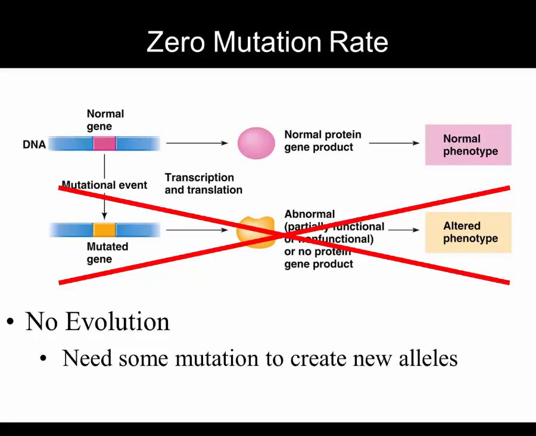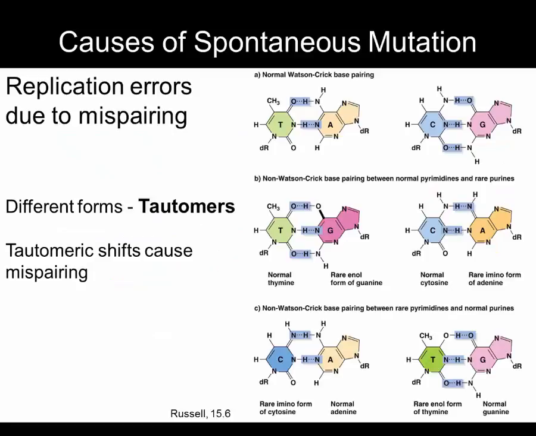It's also a bad thing for the mutation rate to get too low. If there are no mutations, new traits can never develop, and organisms will be unable to adapt to environmental changes. There would be no evolution at all. Now let's discuss some of the ways that mutations can happen.